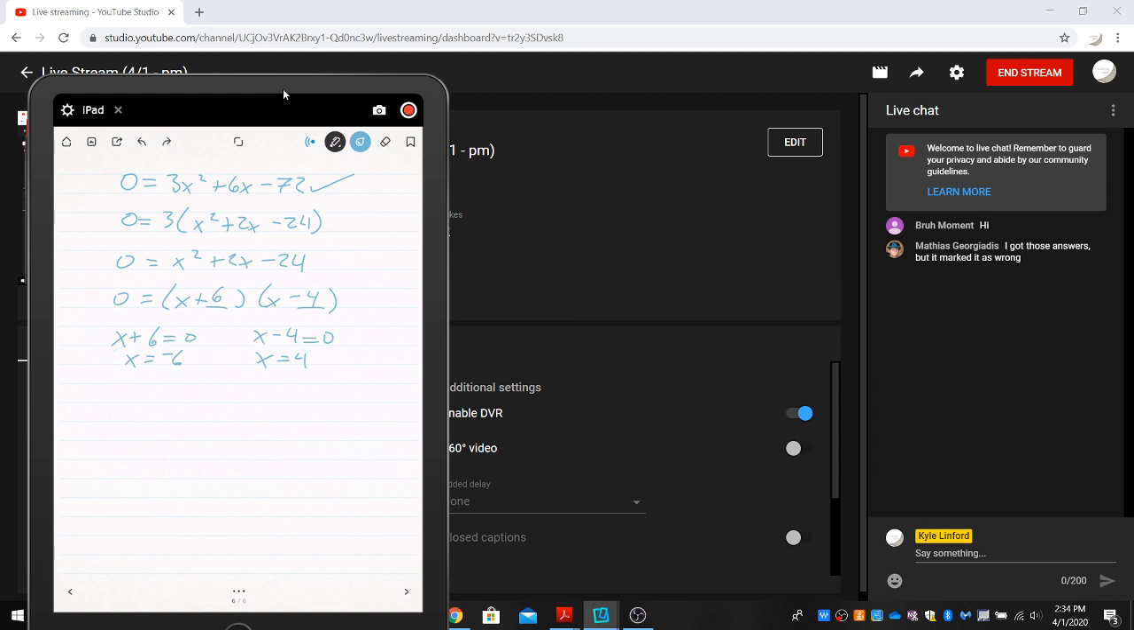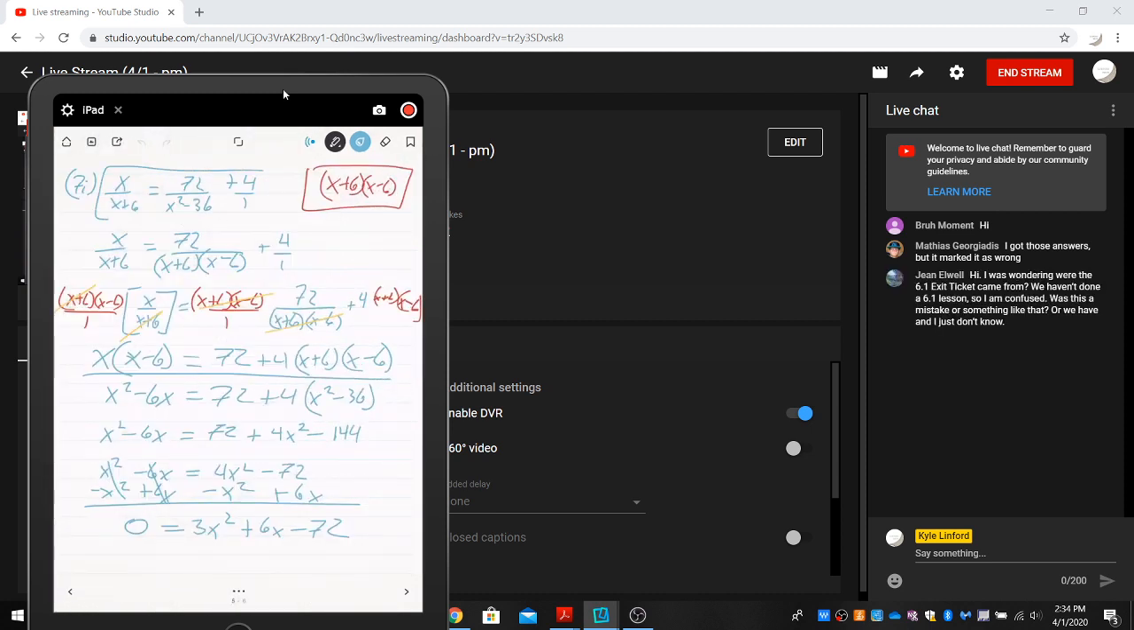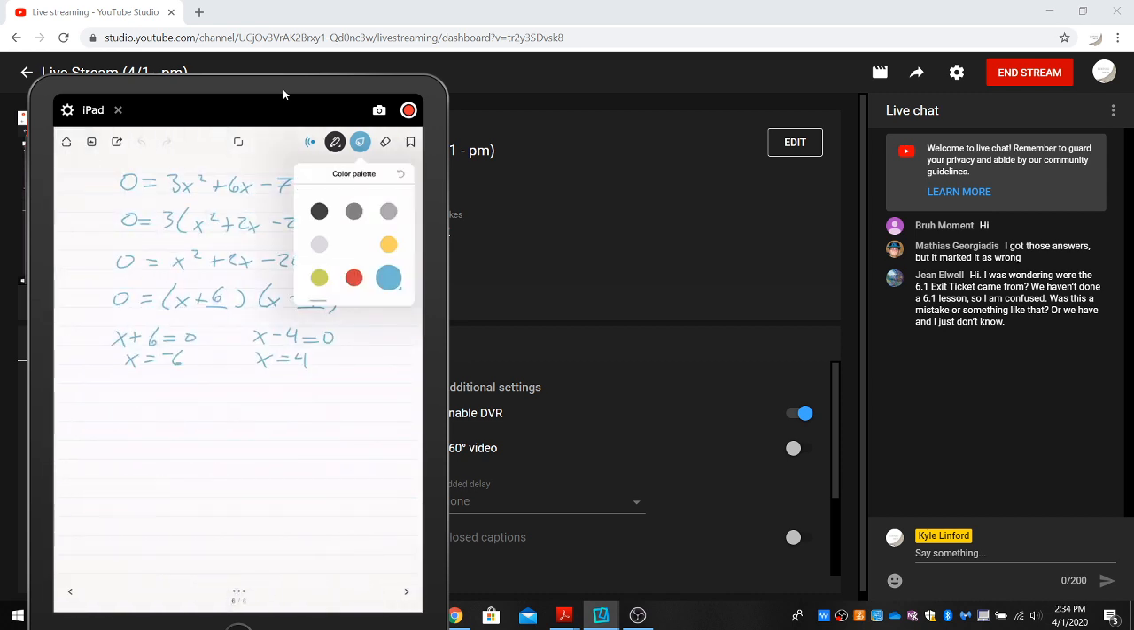These solutions solve the quadratic. Do they actually go and solve the original problem? So that's the thing we have to check. So let me swap colors here, and let's check each one of these. We're going to start with negative 6. I'm going to plug in: negative 6 over negative 6 plus 6 equaling 72 over negative 6 squared minus 36 plus 4. All right.